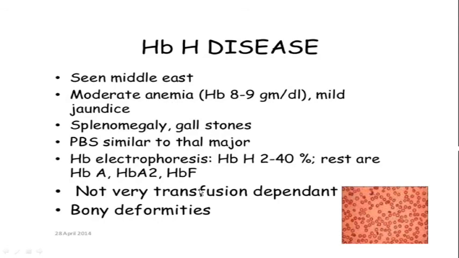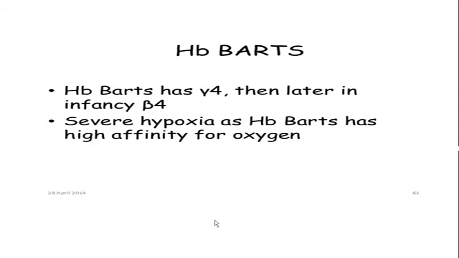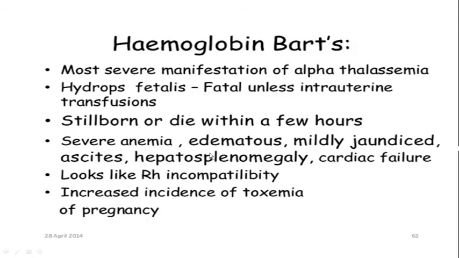but they don't tend to be very much transfusion dependent. And Hb Bart is basically incompatible with life because there is severe hypoxia. They have a very high affinity. These all are gamma 4 chains. They're replaced when you don't have the beta chains. And it is the most severe manifestation in the fetus, and there are chances of intrauterine death or stillbirth because of anemia, and most of the death is due to cardiac failure, and there will be edema and hepatosplenomegaly.